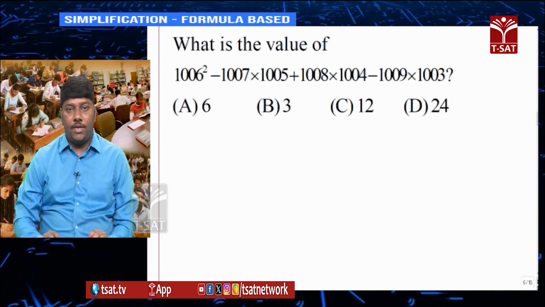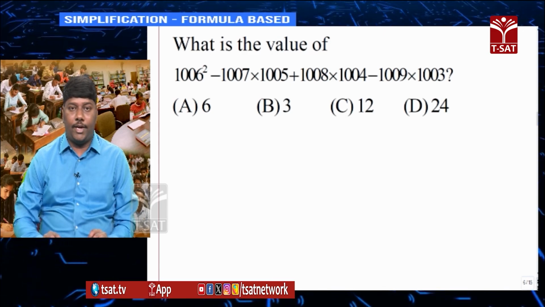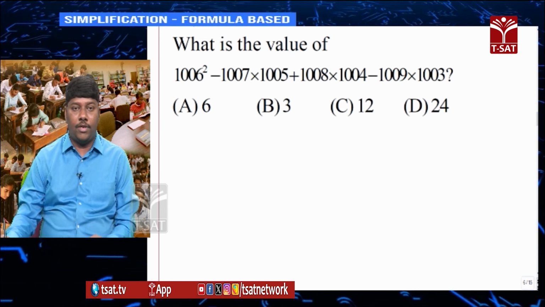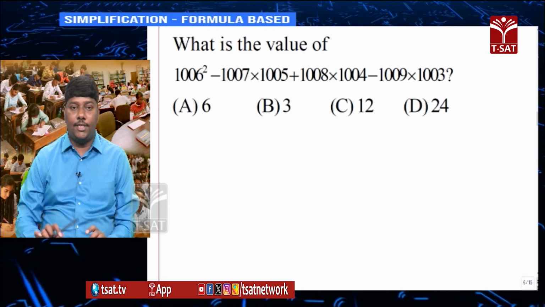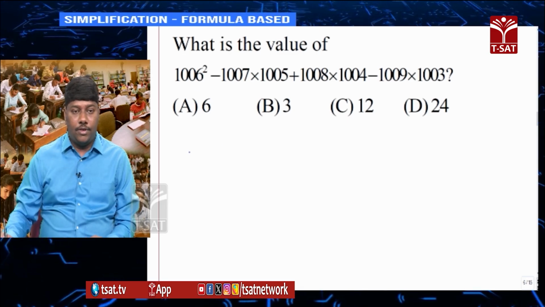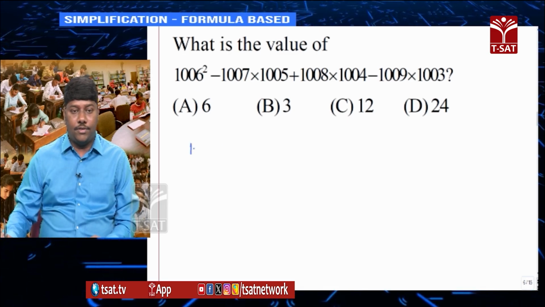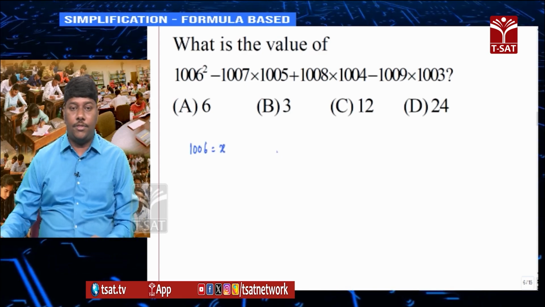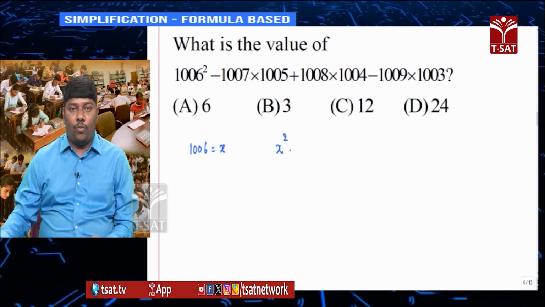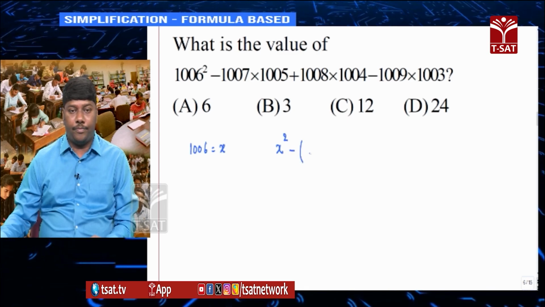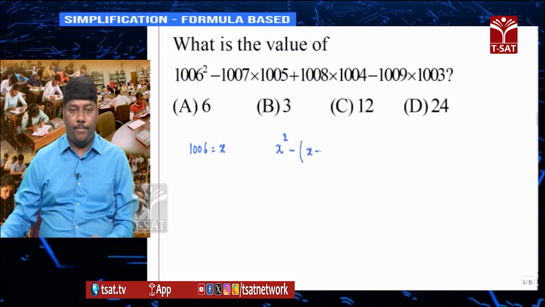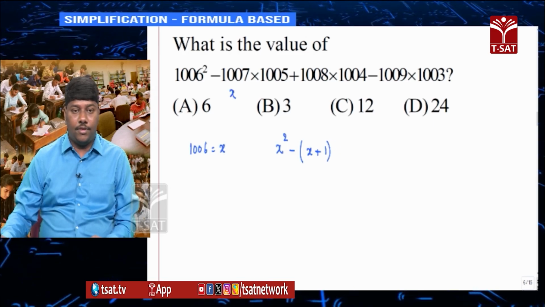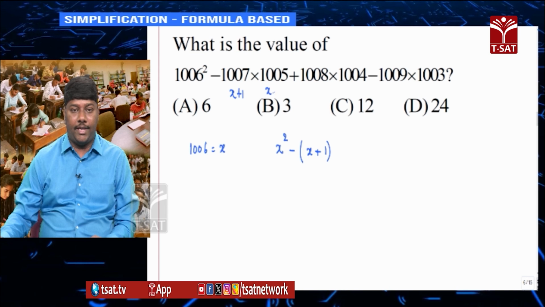If you literally do it manually, it will take a lot of time by using calculation. But see, how do we actually apply the formula? If you look at 1006, assume it as x. Let 1006 equal x. Now the whole thing becomes x square, 1007 is 1 more than x, so this becomes x plus 1, and this becomes x minus 1.